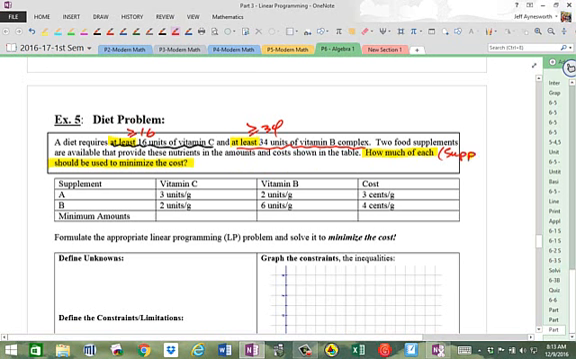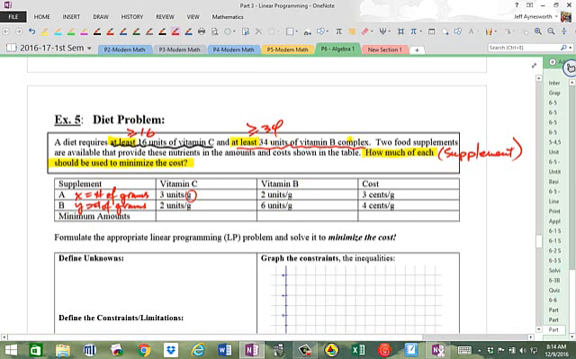Let X equal the number of grams of supplement A. The units are in grams, as you can tell. And let Y equal the number of grams of supplement B. So the question is, how much of each supplement should we take to make sure we have a healthy diet? Enough vitamin C and enough vitamin B, at least 16 units of vitamin C and at least 34 units of vitamin B. How much should you take of each to make that happen?